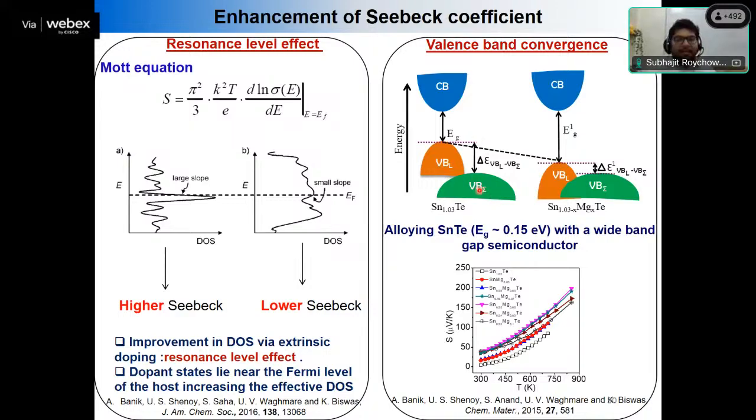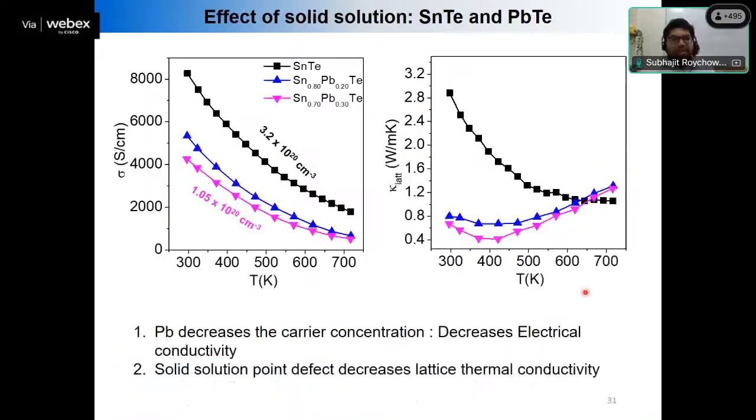Now they have a large gap, so the contribution from the heavy hole is really low. That's why Seebeck is very poor in tin telluride. Now, if you dope some material with a heavy band gap or a high band gap, the primary gap will increase and this gap will decrease. As a result, you will have a valence band convergence and large Seebeck coefficient.